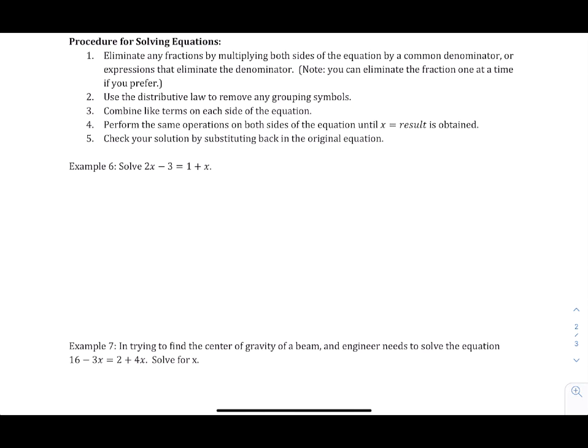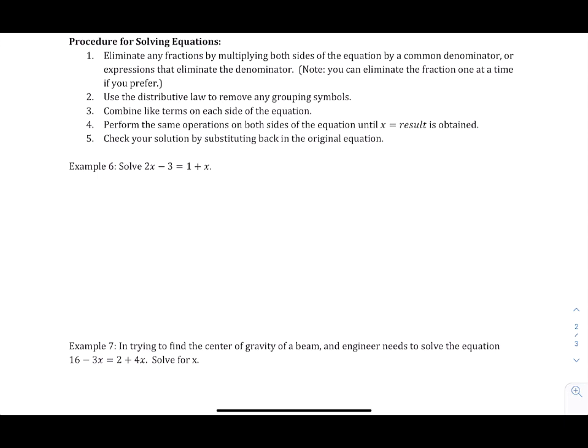Then we'll use the distributive law to remove any grouping symbols. So that's where you have parentheses and you will multiply a value through the parentheses. Then you combine like terms on each side. So if you have like terms on both sides of the equal sign, you're going to combine them with whatever operations are listed. Then you will use your operations to both sides using those opposite operations until your equation is left with x equals some answer, which would be the result.